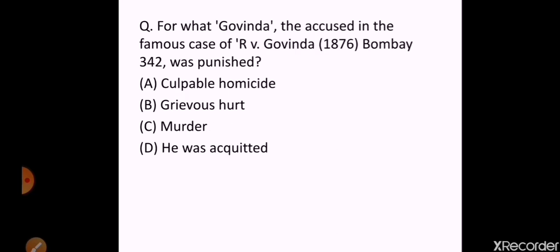And the next question is, for what was Govinda, the accused in the famous case of R versus Govinda, 1876 Bombay 342, punished? The options are A. Culpable homicide, B. Grievous hurt, C. Murder, D. He was acquitted. So this is a famous case, and whenever you study IPC, this case is always studied, and it is a very important case.